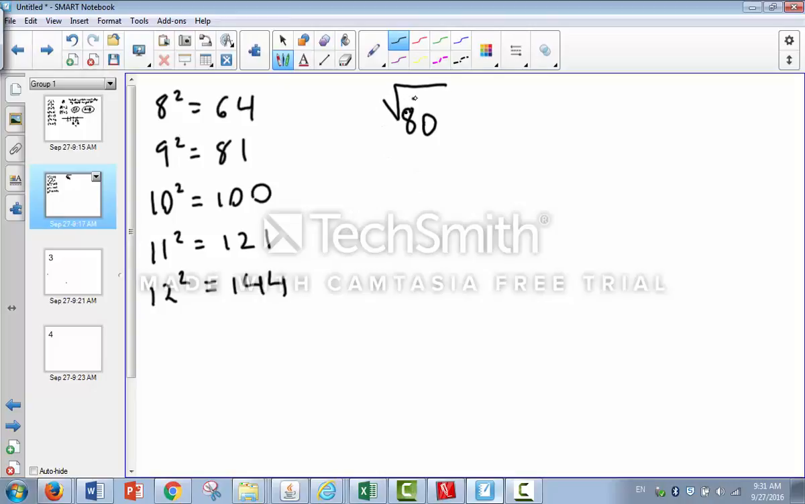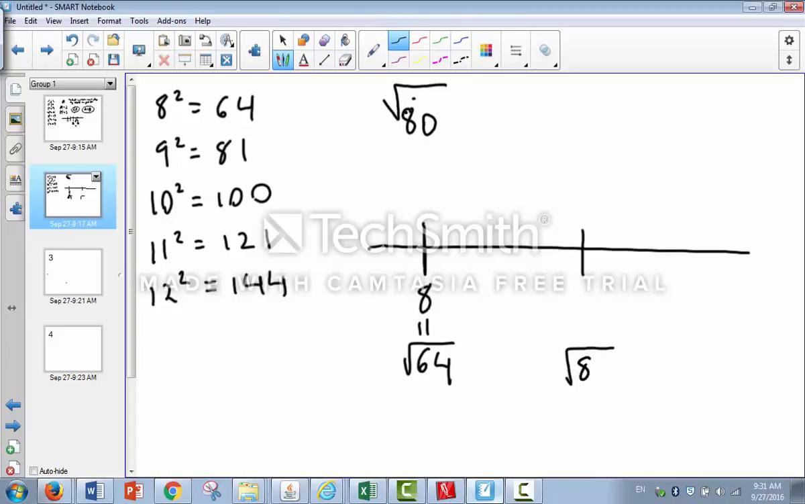The square root keeps moving. Okay. So the square root of 64 is 8. And the square root of 81 is 9. The square root of 80 has got to be in between 8 and 9.